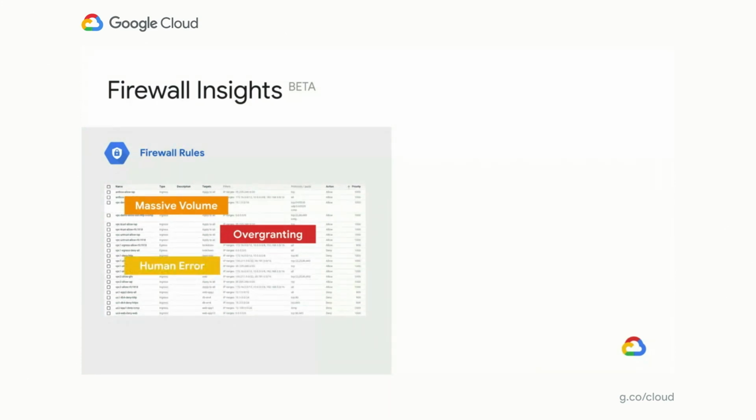Human error is another factor that could introduce misconfigured firewall rules. And outdated rules are the ones that were left over by a previous project but never get cleaned up.